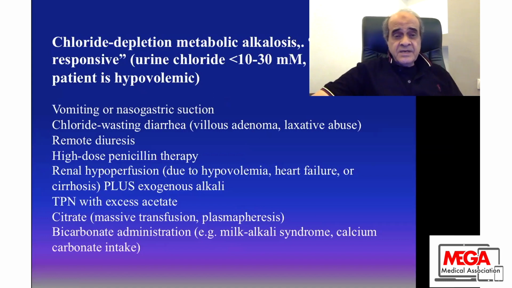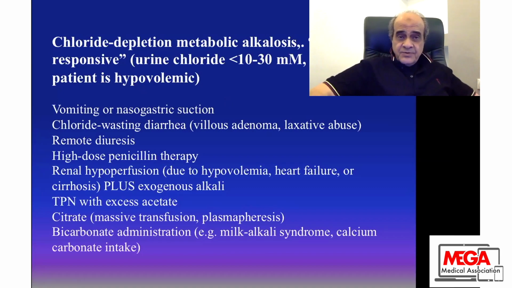as in cases of vomiting, nasogastric suction, chloride wasting diarrhea, remote diuresis, high dose penicillin therapy, renal hypoperfusion, which promotes the renin aldosterone mechanism being activated, TPN with excess acetate, citrate, massive transfusion, plasmapheresis, bicarb administration, or milk alkali syndrome, and calcium carbonate intake. All these are responders to saline, and they are responders to chloride, because there is chloride depletion, and I know the chloride depletion from the urinary estimation of chloride ion. If it is less than 10 to 30 mL, they are responding to chloride.